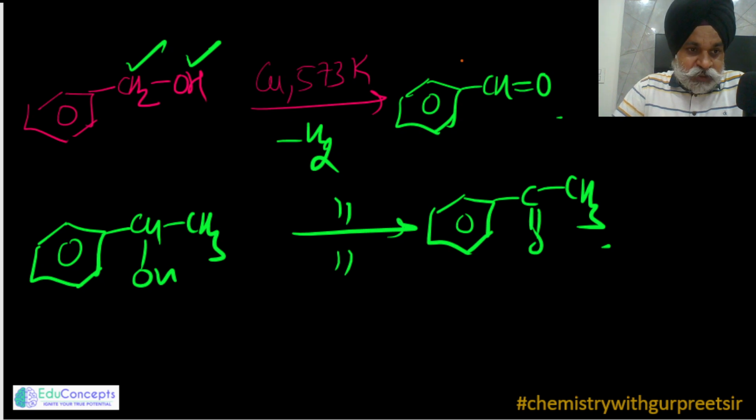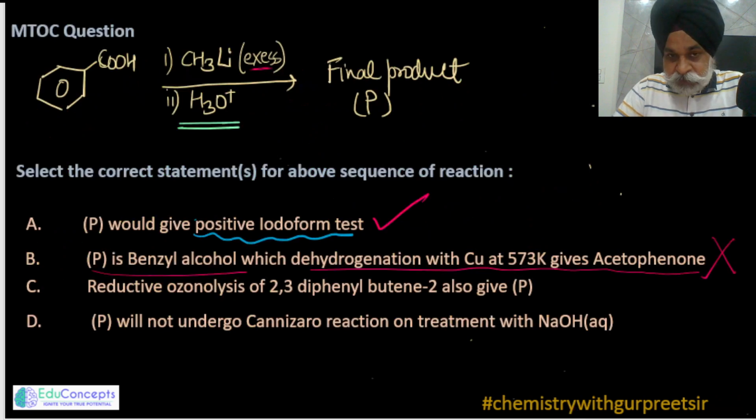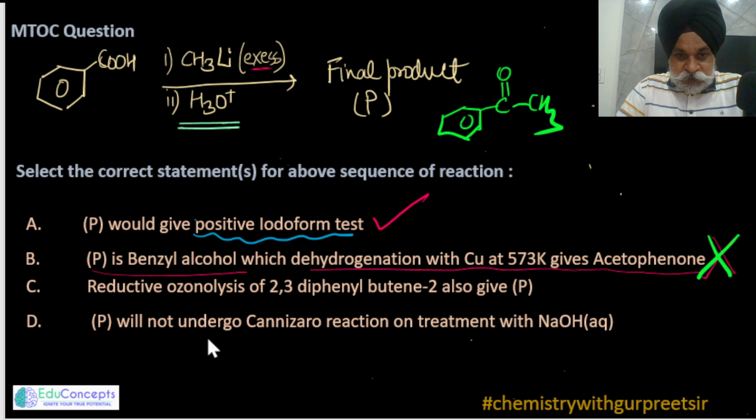So what had been, they said P is benzyl alcohol. No, P was not benzyl alcohol. P was acetophenone, which was this one, acetophenone. So this in a way is a wrong statement.